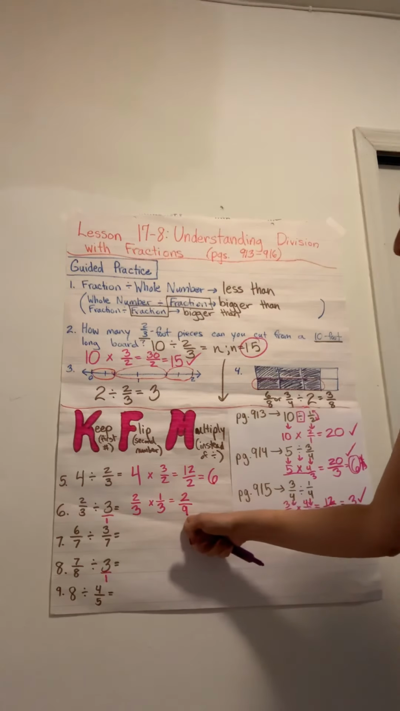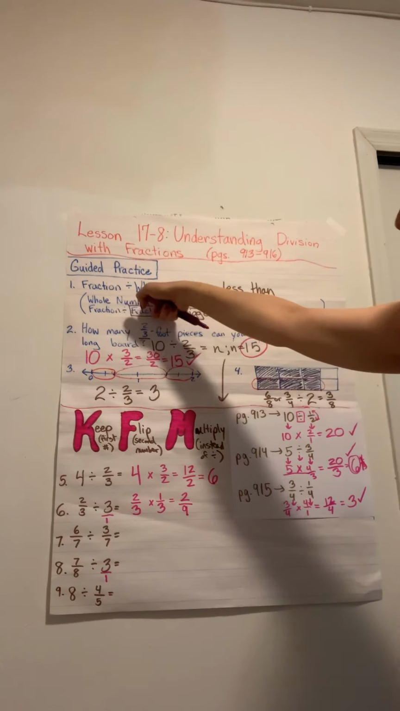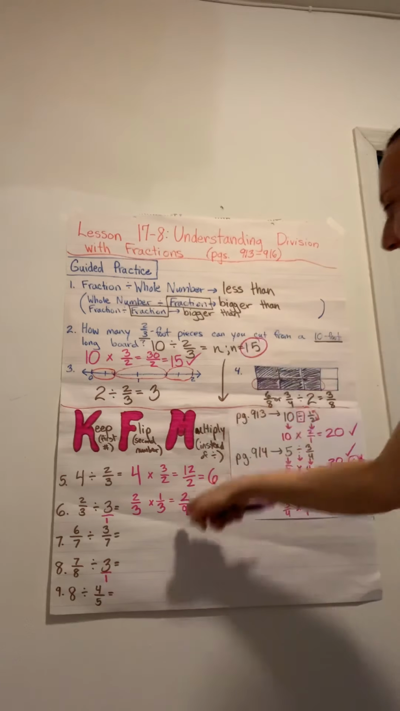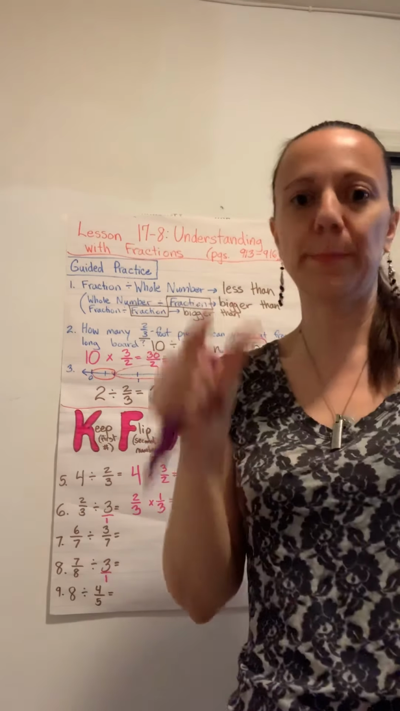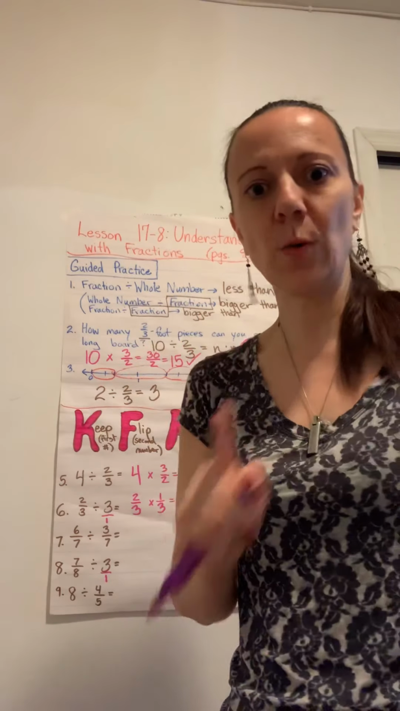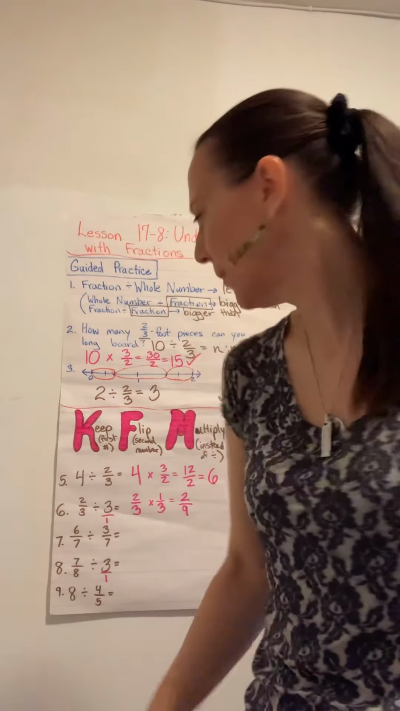Okay, and now I can check with my generalization. I have a fraction divided by a whole number. My answer should be less than, and it is. 2/9 is less than 2/3 because ninths are smaller pieces. So that worked out well. That was a good one to check because it's a little different kind of problem.